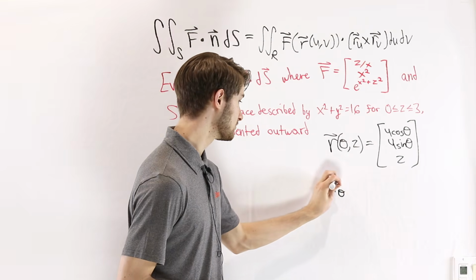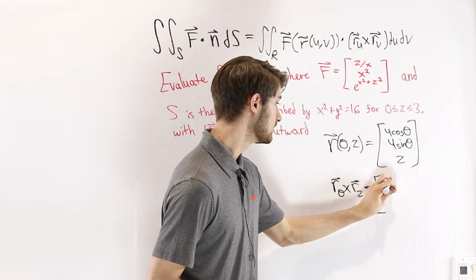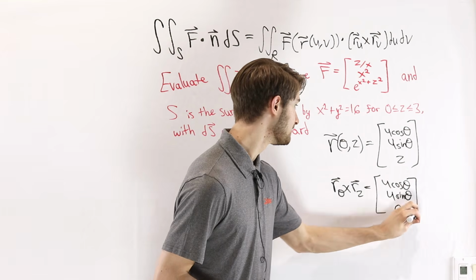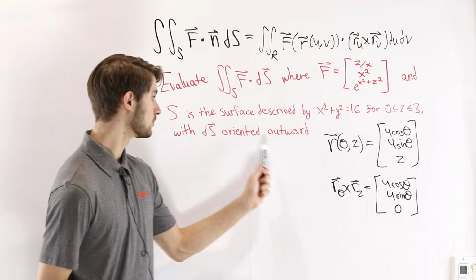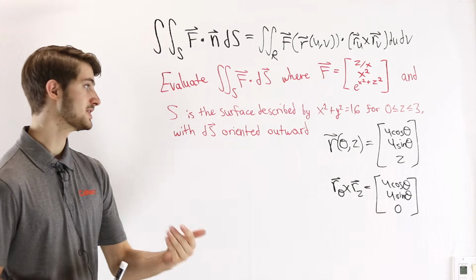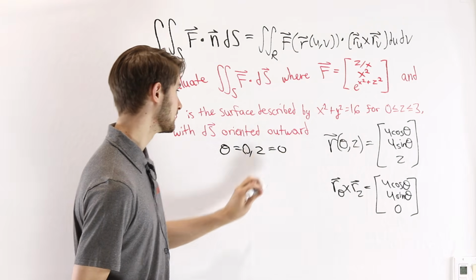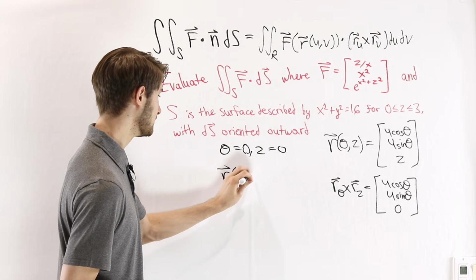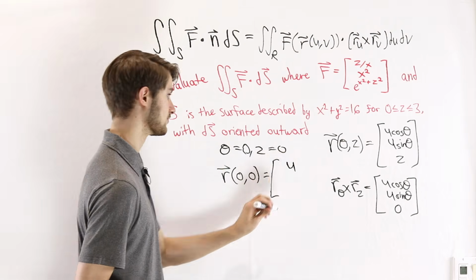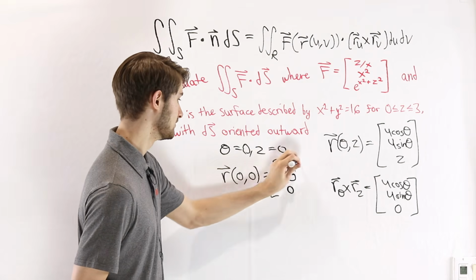From our same computations with the scalar field example, we got that r sub theta cross r sub z was 4 cosine theta, 4 sine theta, and 0. Now, is this vector oriented outward like we want it to be? Well, let's think about what would happen if we plugged in a particular point. Say we plugged in theta equals 0 and z equals 0. In that case, we're going to have r of 0, 0, which will be 4 times the cosine of 0 is 1, so that's just 4. 4 times the sine of 0 is 0, so that's 0, and z equals 0.